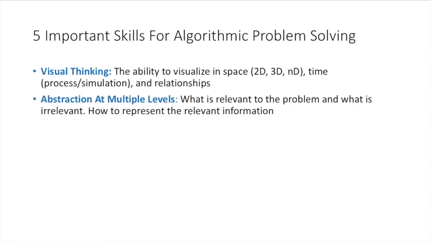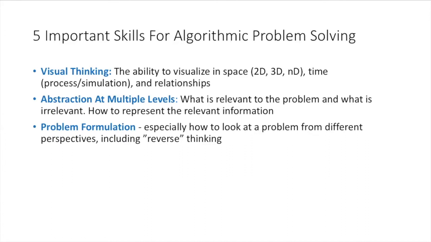A second ability is abstraction at multiple levels. So you say, well, that's hard, right? Abstraction is about how you get rid of all the information that is not relevant, identify information that is relevant, and more importantly, represent it in a proper way, right? And how do you represent it in a proper way? That's what we call the digital world. How do you do that?